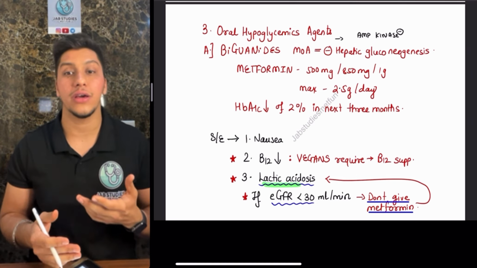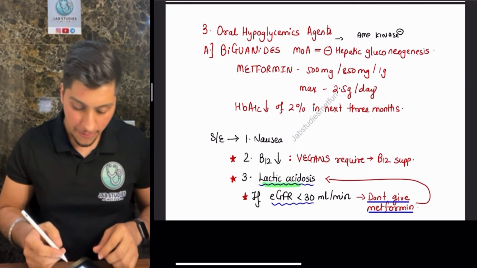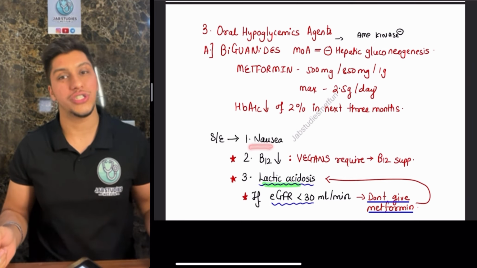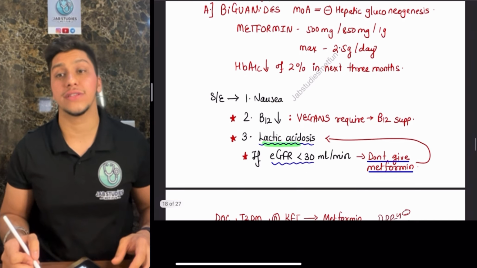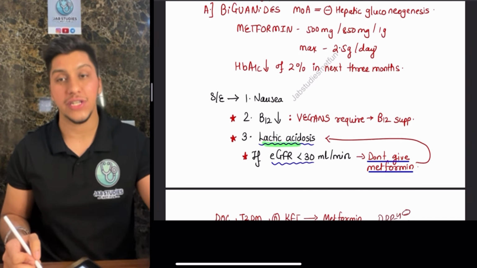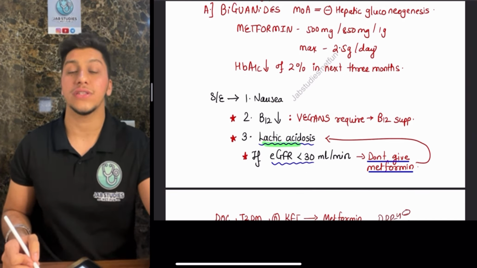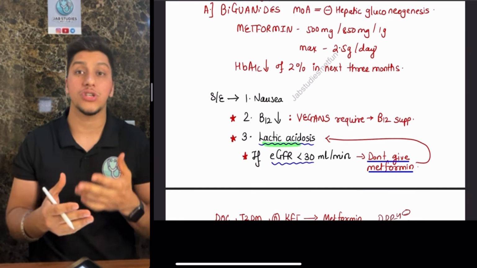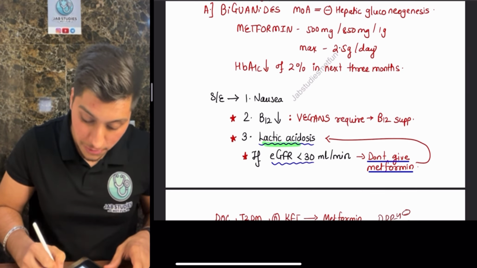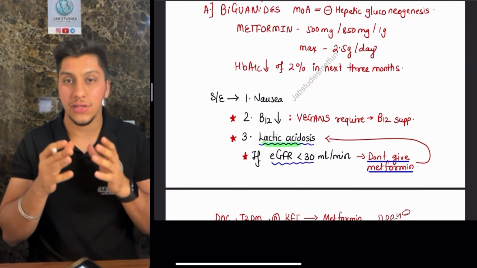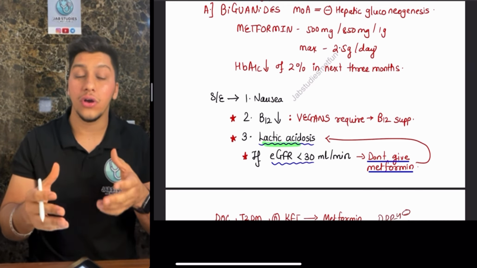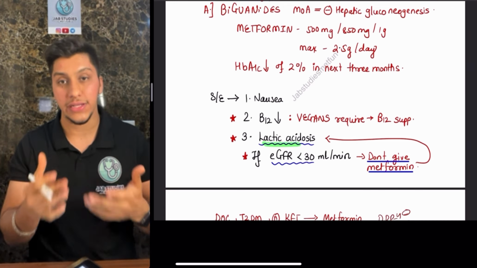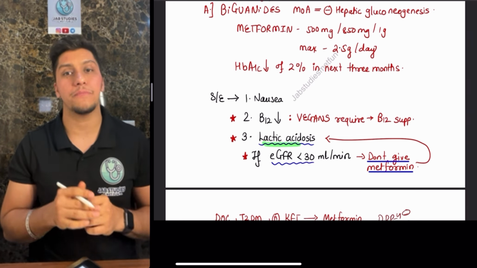This is also a very important PYQ which is being asked. First side effect you need to know is obviously nausea. Now another thing it does is it can cause B12 deficiency, especially with respect to diabetic patients who are vegans. B12 is a vitamin which you get from non-veg meals. So that is why vegans are very prone to this.